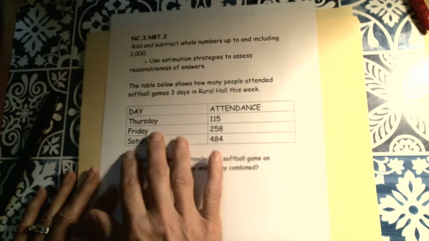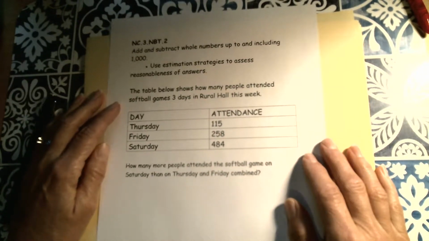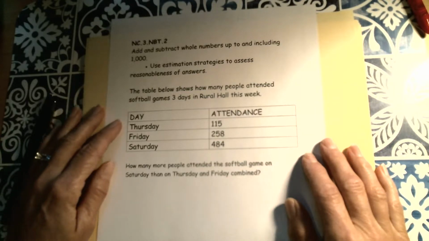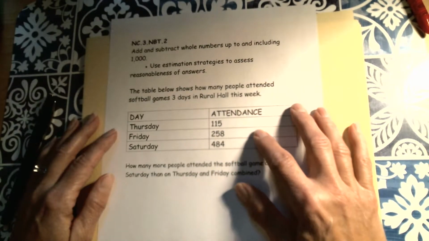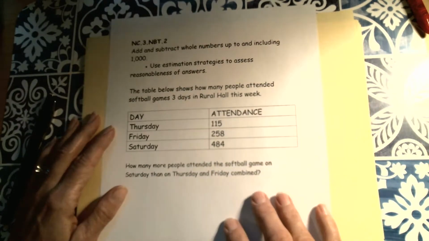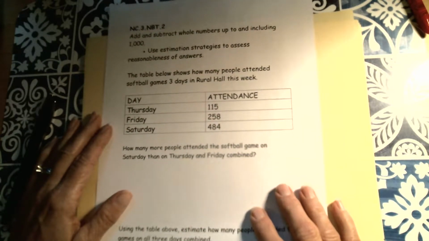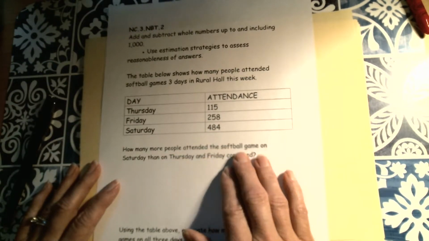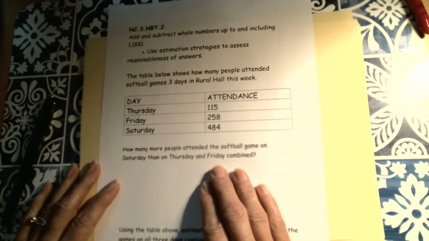So I see that there's a table here, and I have some information. It says the table below shows how many people attended softball games 3 days in Rule Hall this week. So I'm seeing the table, and it has Thursday 115, Friday 258, and Saturday 484. So here's the question that goes with the table. How many more people attended the softball game on Saturday than on Thursday and Friday combined?